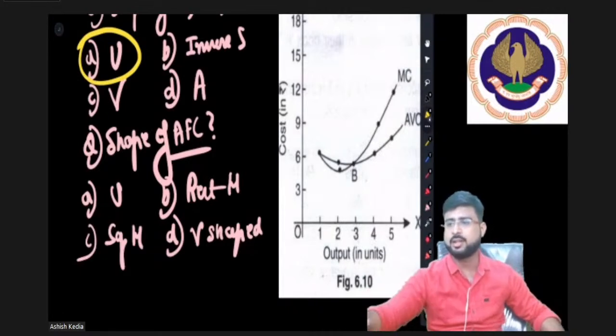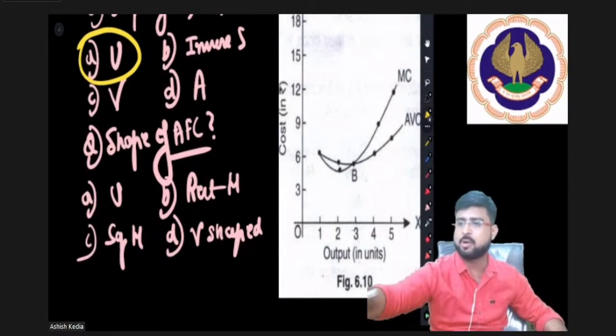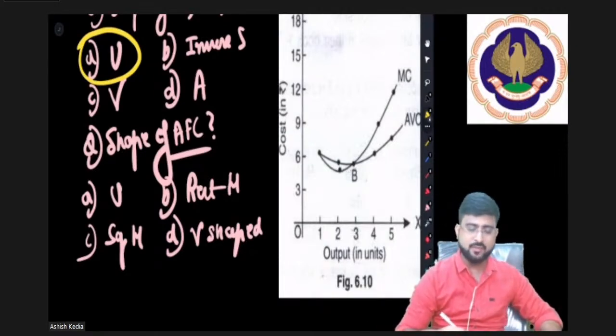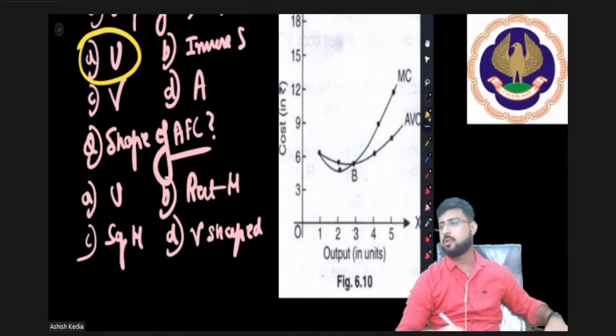Come on everybody. What is the shape of average fixed cost? Come on everyone. Come on everybody.